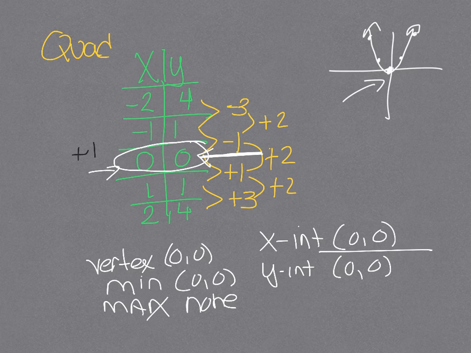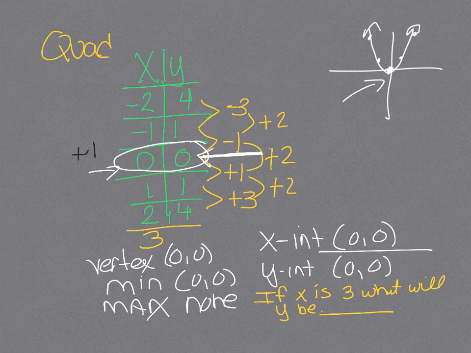All right, let me ask you this, because you're going to need to know how to do this also. What if I said, if x, or your input, is 3, what will y be? So predict what y is going to be if your input is 3. So they're saying, okay, if you have 3 here, what is this number going to be?